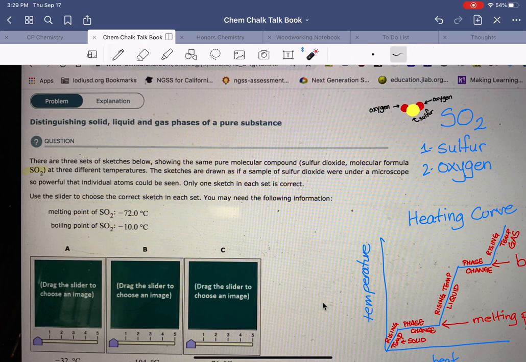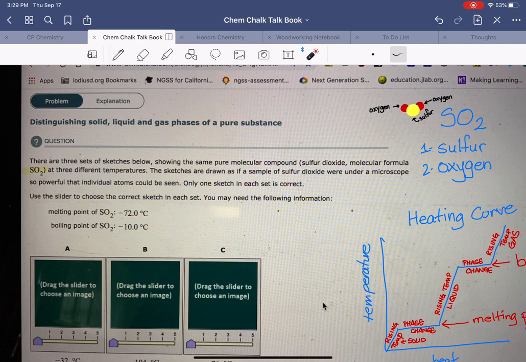Okay, let's talk about distinguishing solid, liquid, and gas phase of a pure substance. This is an ALEKS topic that a lot of folks seem to be having trouble with, and I'm hoping I can help you. There are a few aspects to these problems that are always the same. They always tell you the substance that you're talking about. They always tell you the melting point or melting temperature. And they always tell you the boiling point or boiling temperature.